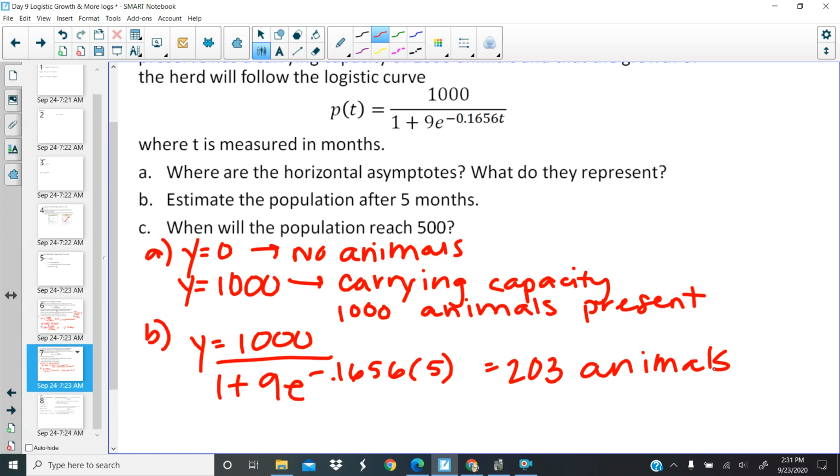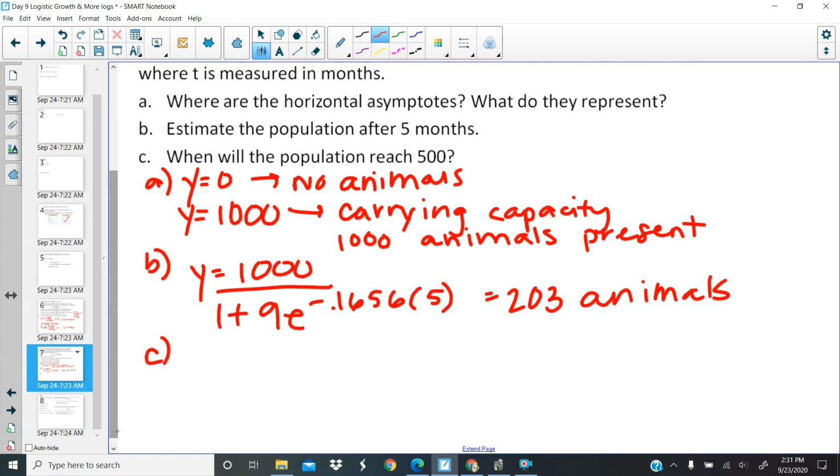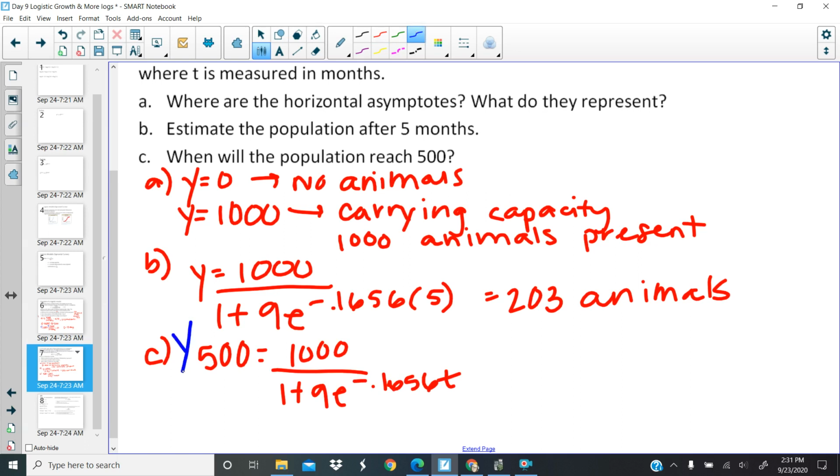And then on C, it wants to know when the population will reach 500. So that's like C on the last one, where you're setting the amount that it's asking, like when it'll reach, equal to the equation itself. So we're going to do 500 equals 1,000 over 1 plus 9 e to the negative 0.1656 t. And then I'm going to go to Desmos and I'm going to put 500 in for one equation and then this 1,000 over 1 plus 9 e to the negative 0.1656 t in for the other equation.